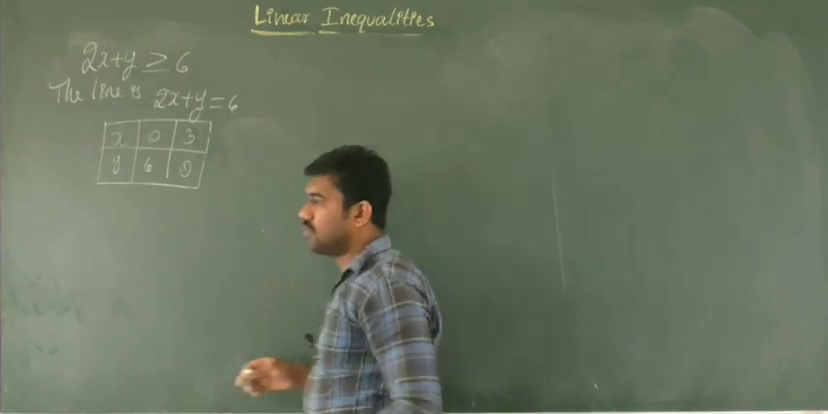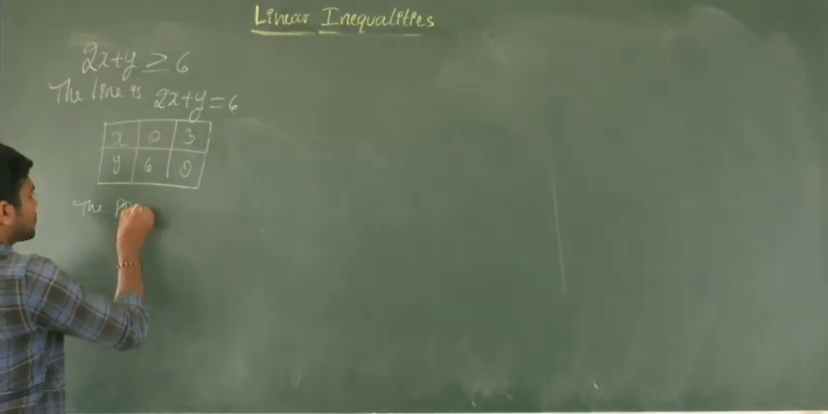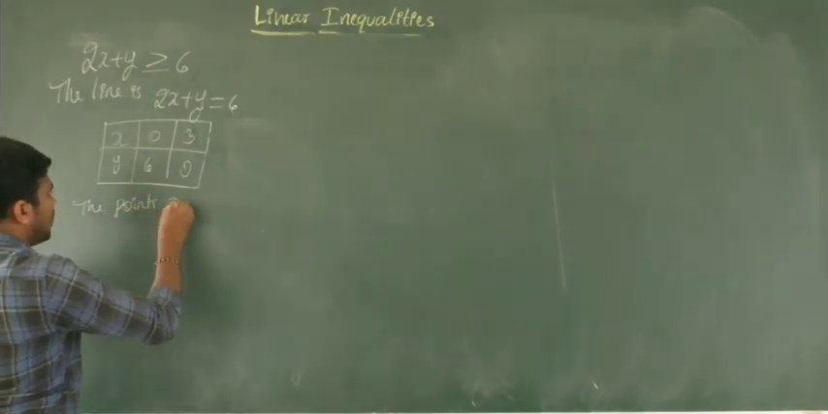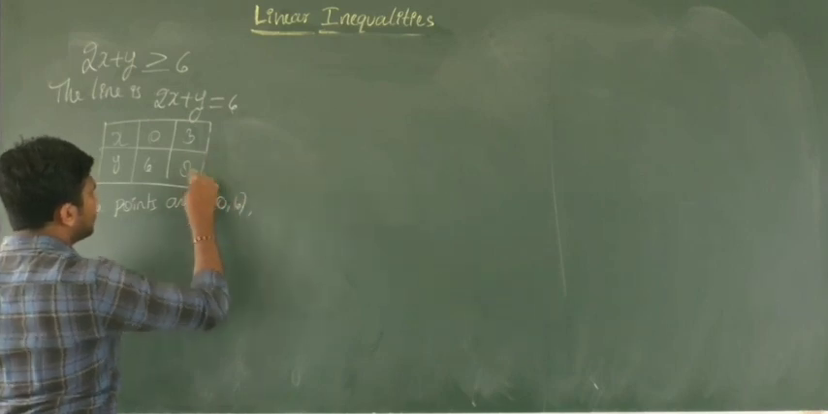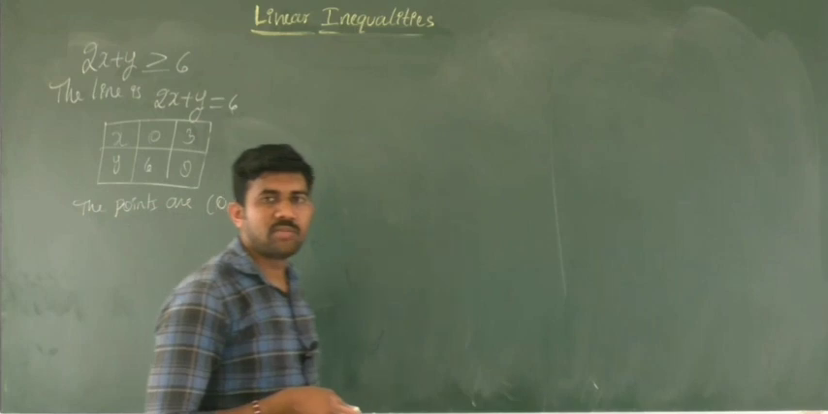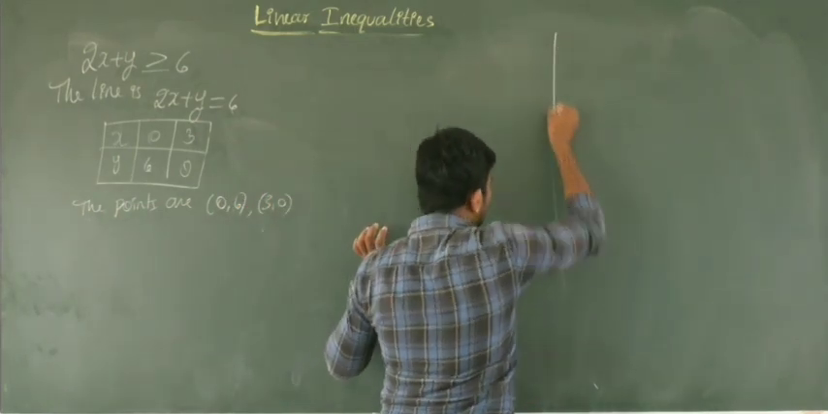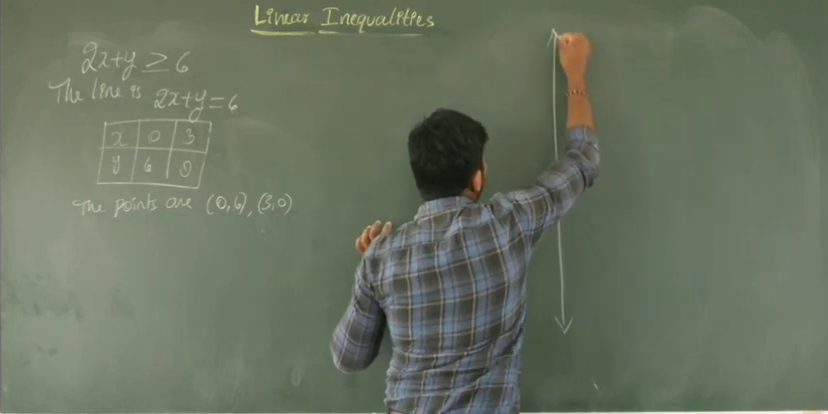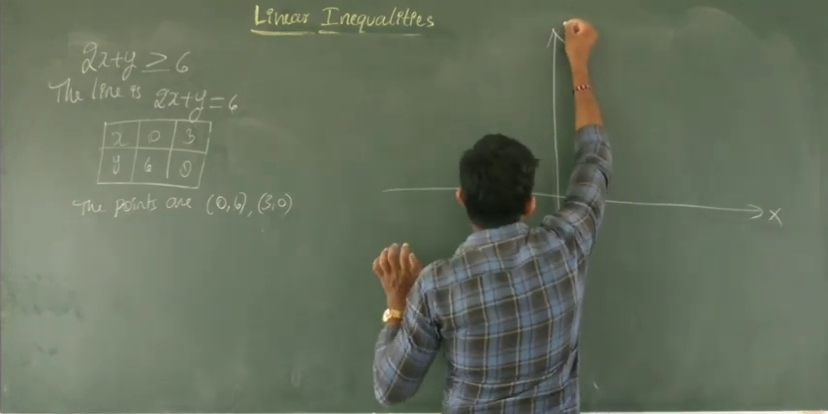Okay, so the points are 0, 6 and 3, 0. 2 points you got. Now mark those 2 points in the plane. Okay, so consider the plane first.